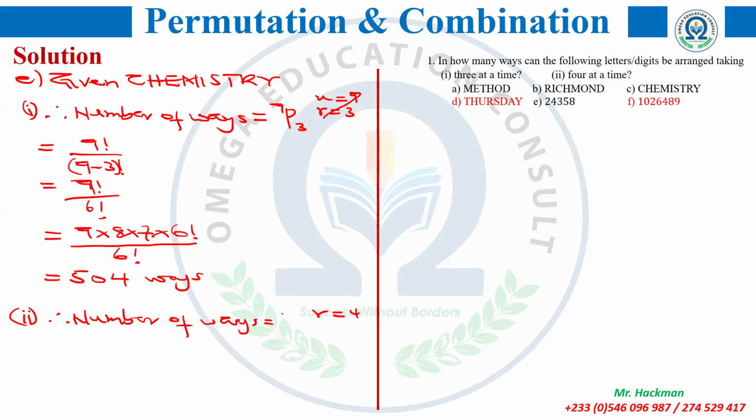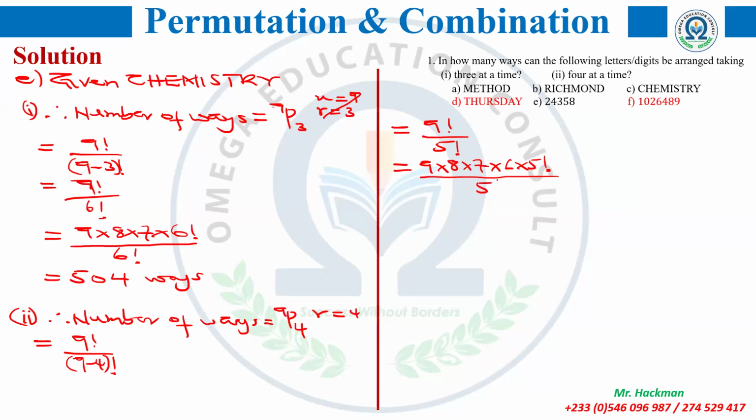Okay, this time around it will be 9 permutation 4, which in effect will be equal to 9 factorial over (9 minus 4) factorial. If you continue, we get 9 factorial over 5 factorial. We know how to simplify this. So that gives us 9 times 8 times 7 times 6 times 5 factorial all over 5 factorial.